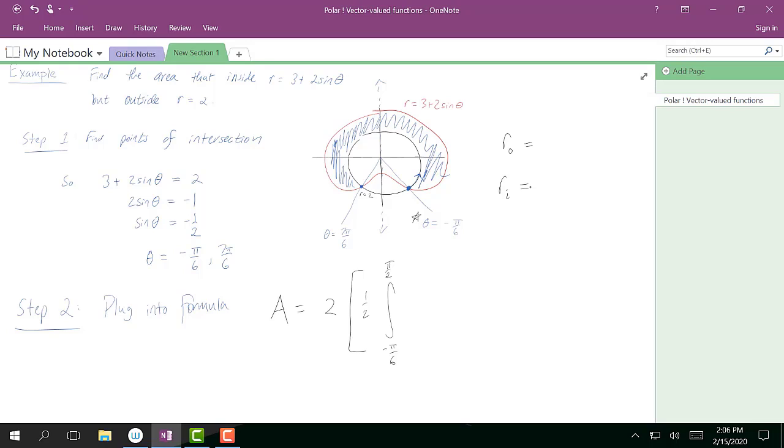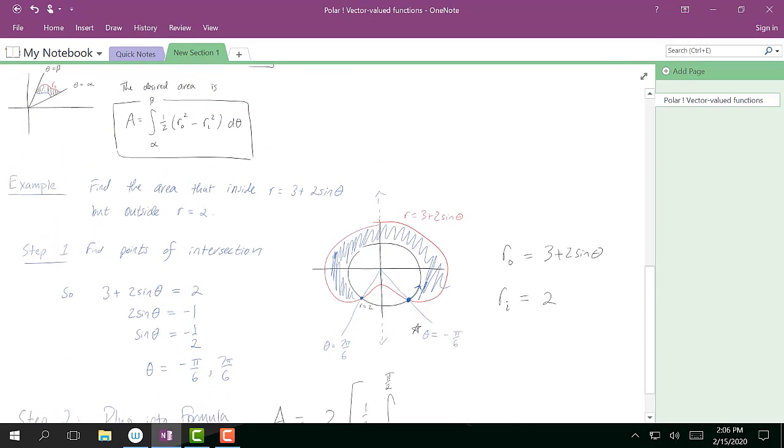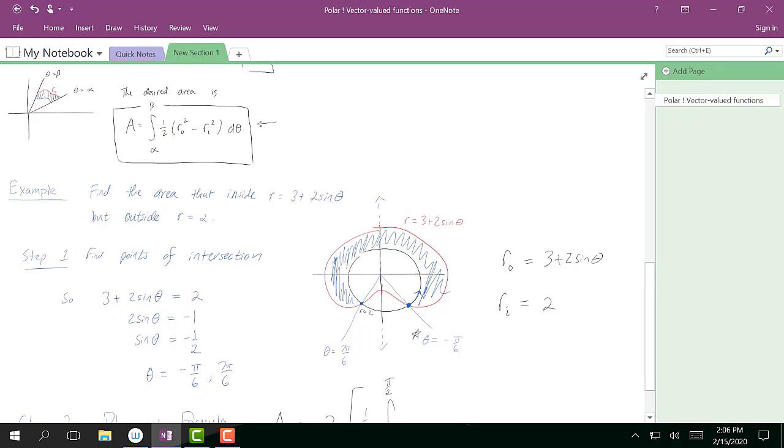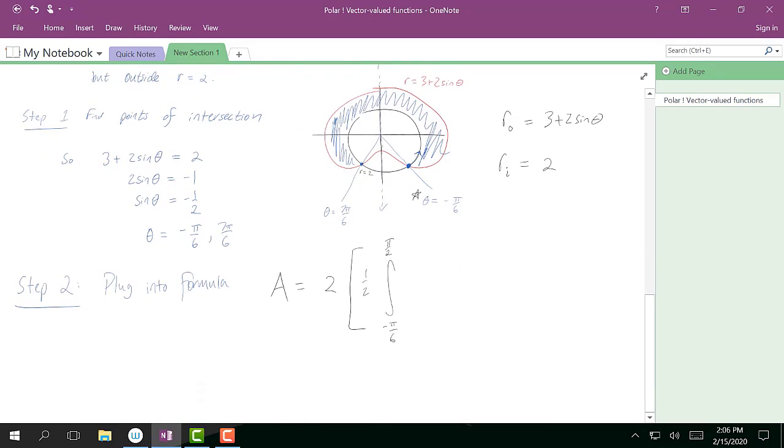Okay, so the outside function, of course, is going to be the red one. So it's going to be 3 plus 2 sine of theta. The innermost one is going to be 2. And so when I set this integral up, if we look back at what we had before, we have right here r outside squared minus r inside squared. So here we're going to have 3 plus 2 sine of theta squared minus 2 squared, and all that d theta.